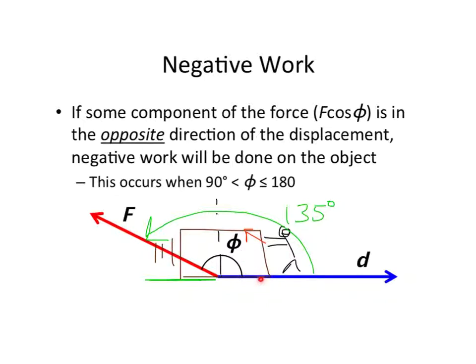So this box is moving towards the right, but the guy is applying a force kind of to the left and up a little bit. He's doing negative work on this box. So if this box was originally moving, his efforts are going to be causing it to slow down. So anything greater than 90 degrees results in an applied force being in sort of the opposite direction of the displacement. That's what produces negative work. So our angle phi is going to be very important.